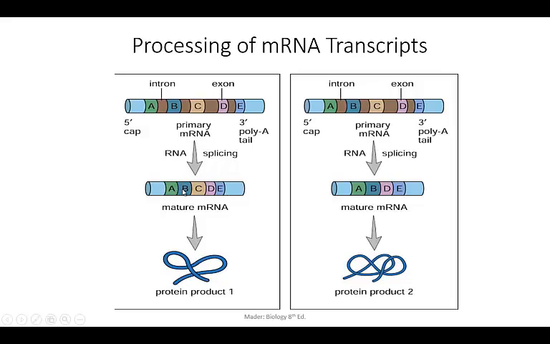So for example, in one type of cell, you might have all 5 exons, in this case A, B, C, D, E, in the mature mRNA, and this would produce a particular protein product. Now in a different cell, maybe under different conditions, maybe even in the same cell, it can instead produce no C here, so it would just be A, B, D, E, and this would give a different protein product that may have a different function.